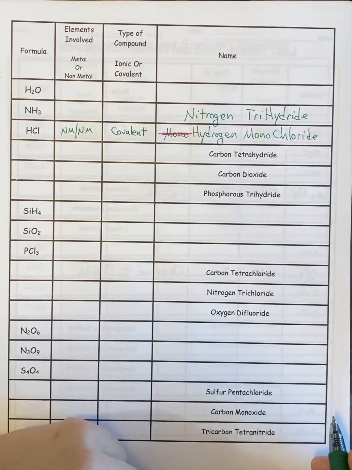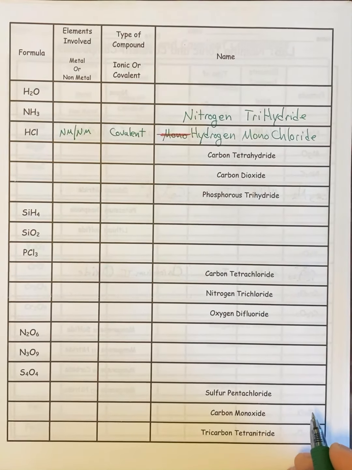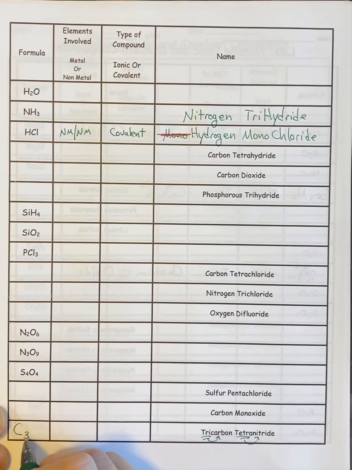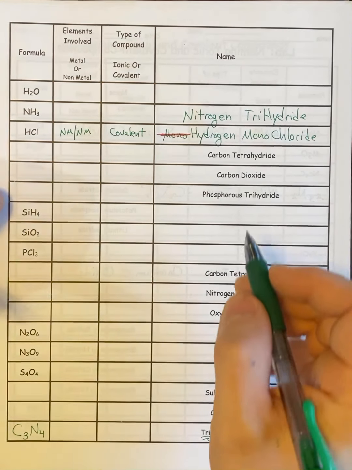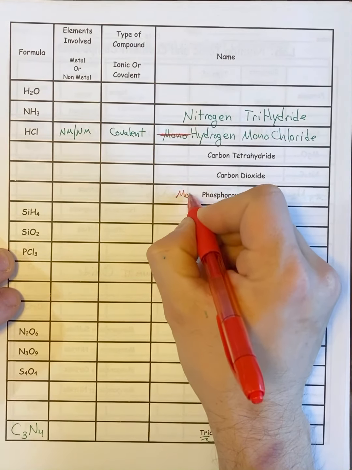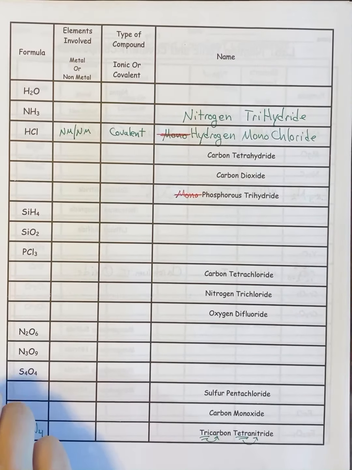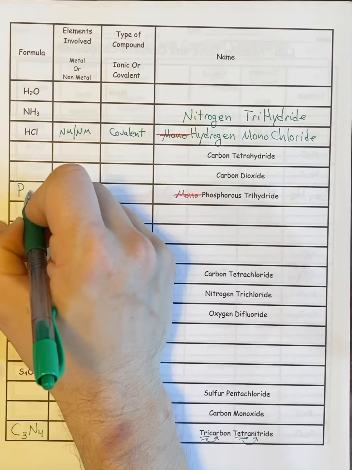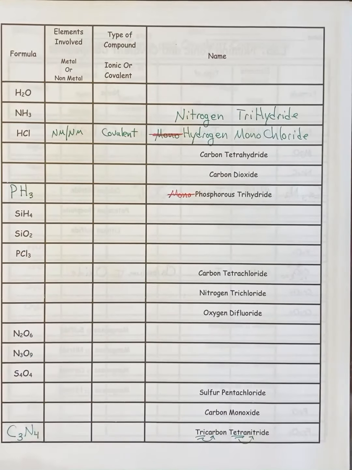Like, for example, let's do the one all the way at the bottom. Tricarbon tetranitride. Well, tri tells me I have 3 carbons. Tetra tells me I have 4 nitrogens. So it's just going to be C3N4. Done. That's it. For another one, just do one more. Phosphorus trihydride. Well, the fact that they didn't write anything means that there's the unwritten crossed out mono there. So that's just going to be 1P, and then trihydride means 3 H's. So covalent are honestly a lot easier to name, but this entire page is going to be covalent.